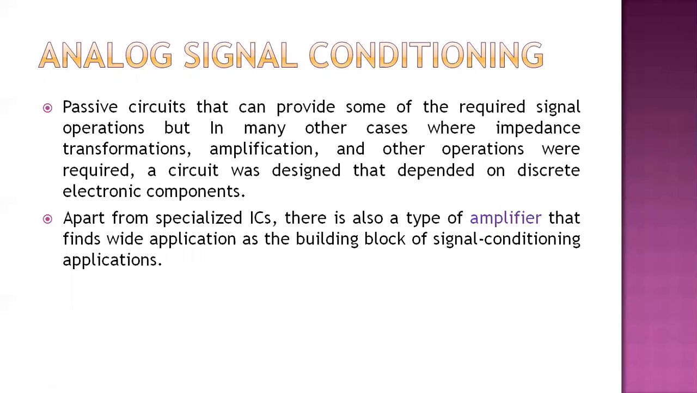So apart from these specialized ICs, there is also a type of amplifier that finds wide application as the building block of signal conditioning applications. So in analog signal conditioning, we can find many applications such as the voltage follower, inverting amplifier, non-inverting amplifier, instrumentation amplifier, and so on.